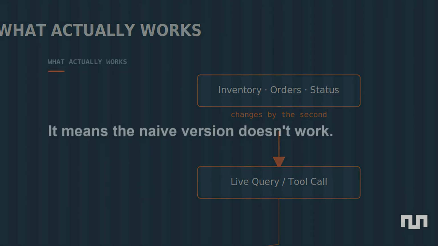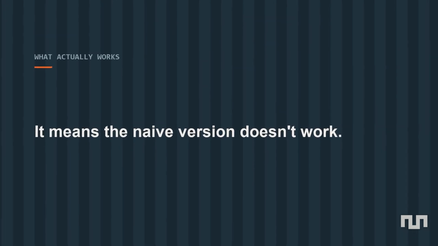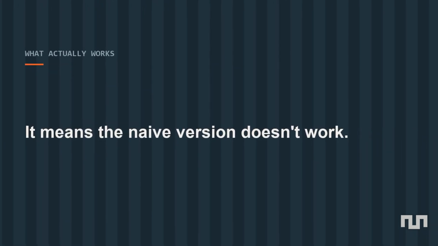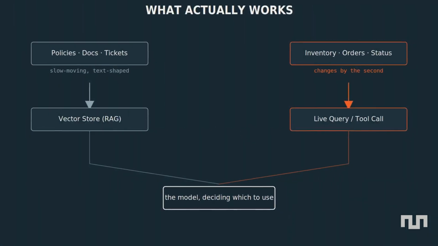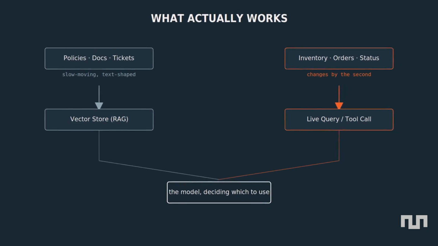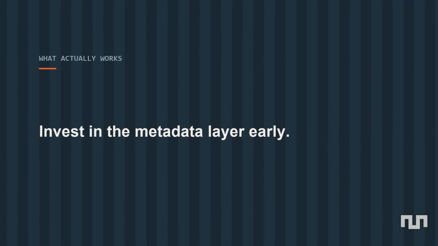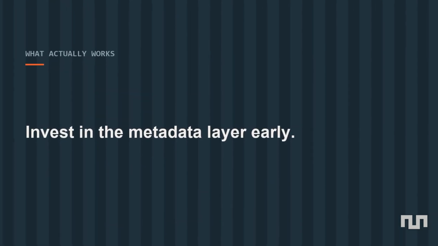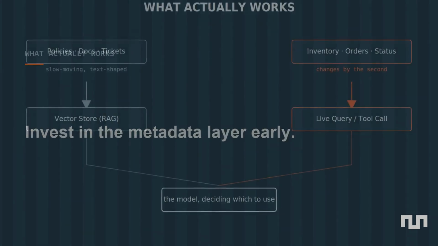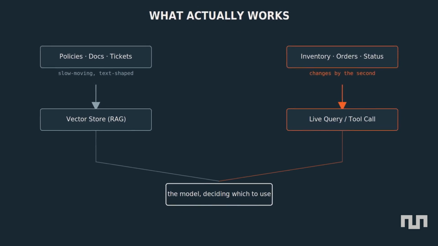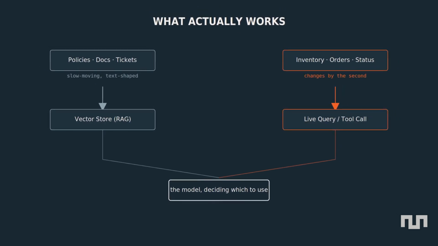For anything about current operational state, give the model a tool that queries the live system instead. Retrieval for knowledge, function calls for state. Most of the failures I've seen come from a system trying to do both through one mechanism. And invest in the metadata layer early. The enrichment work, encoding what your codes and fields actually mean, is the highest leverage thing you can do. And it's the part every timeline underestimates.